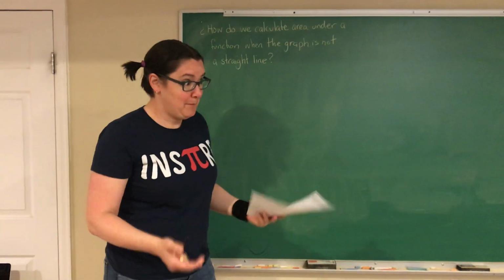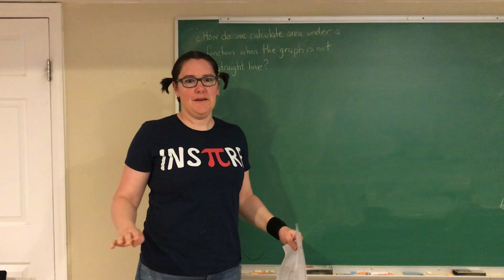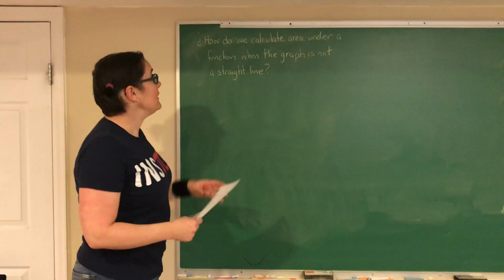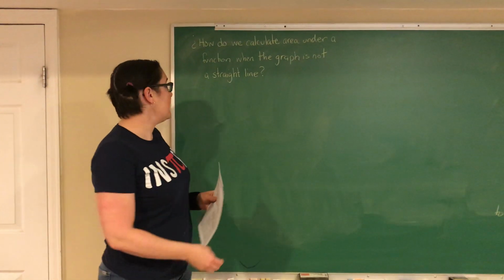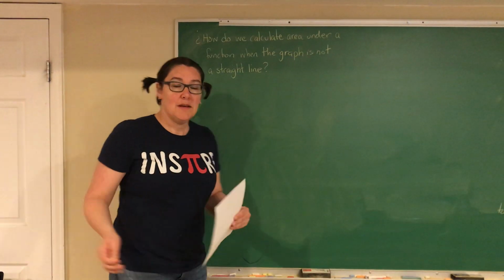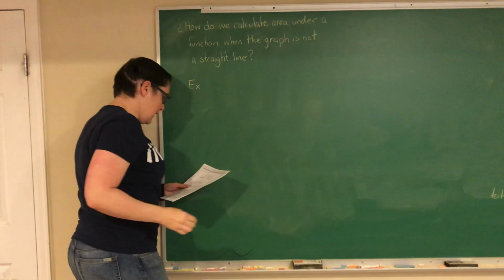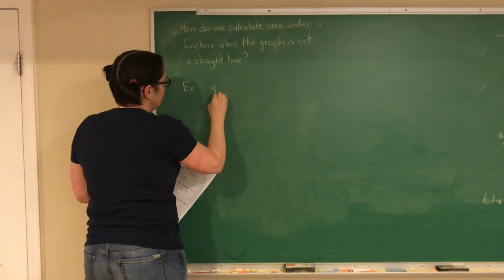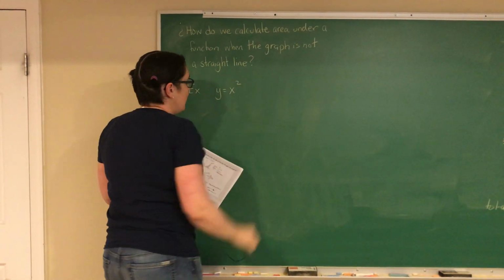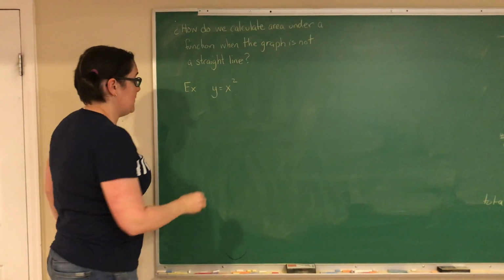Okay, so a big question that I have completely not answered yet at all is the question of how do we calculate area under a function when the graph is not a straight line? And so to answer this, I'm going to start with an example. And the example that we're going to look at is the graph of y equals x squared.